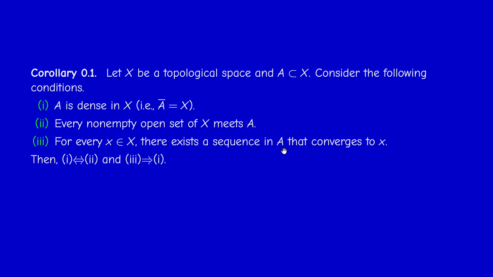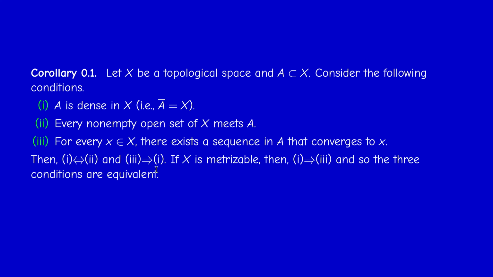So what do we have here? 1 is equivalent to 2, right? This is just because of the previous proposition. And 3 implies 1. And if the space is metrizable, 1 implies 3, and therefore the three conditions are equivalent.